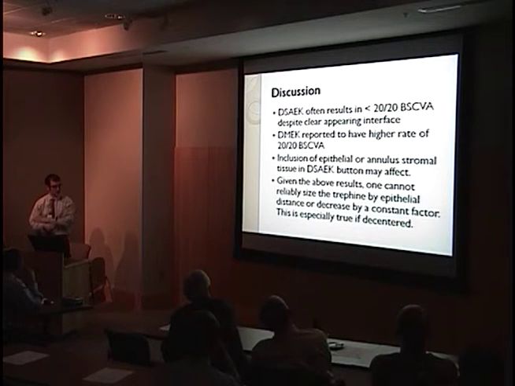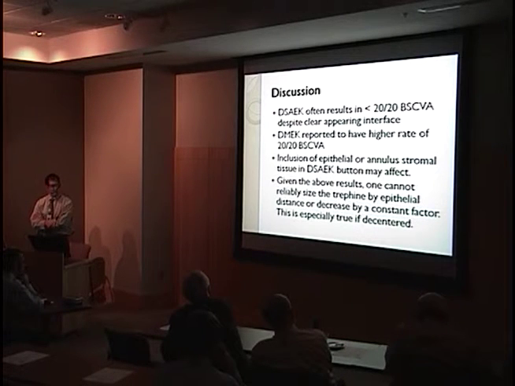So that was the first application. As we're talking about DSEC, it often does not result in 20/20 best spectacle corrected vision, and DMEC has been reported to have a higher rate of that, which may be related to having an interface which is thinner and doesn't incorporate these wedges of tissue at the edges. And so, as I was saying, those wedges may affect the optical quality of your DSEC, and one cannot use the epithelial distance, or decrease the epithelial distance by a constant factor, unless it's a large constant factor, to reliably size DSEC buttons.